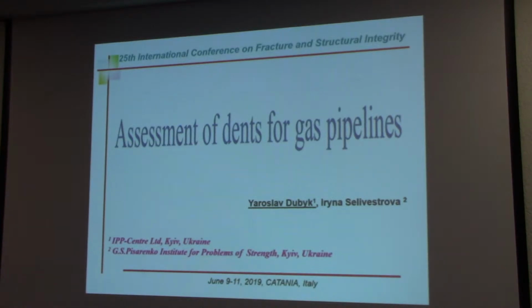Introduction. I am Yaroslav Dubik from Kyiv, Ukraine, and today two of my talks are related to geometrical defects in gas pipelines, namely dents and mitered bends. Mitered bends mean defects of small angular misalignment between weldings. So the first one is about dents.